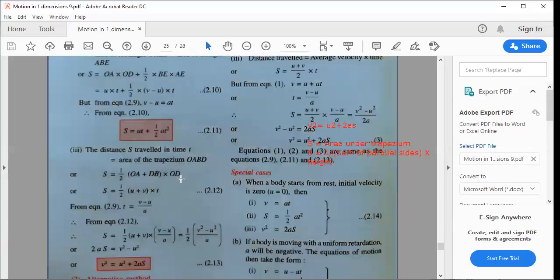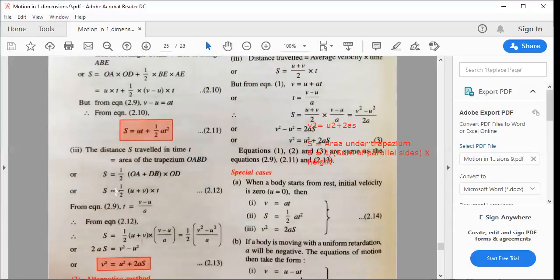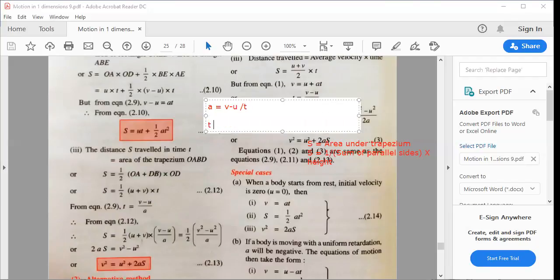And what is OD? That is the height, time. So if you write, S is equal to half V plus U into T. Now just observe this. I don't want T in the formula. It can happen that time is not given and still you need to have a formula. So can I do one thing? Can I write the same formula we were doing, the first formula, A is equal to V minus U upon T. Now from this, I can take T is equal to V minus U upon A. So just replace time with V minus U upon A.